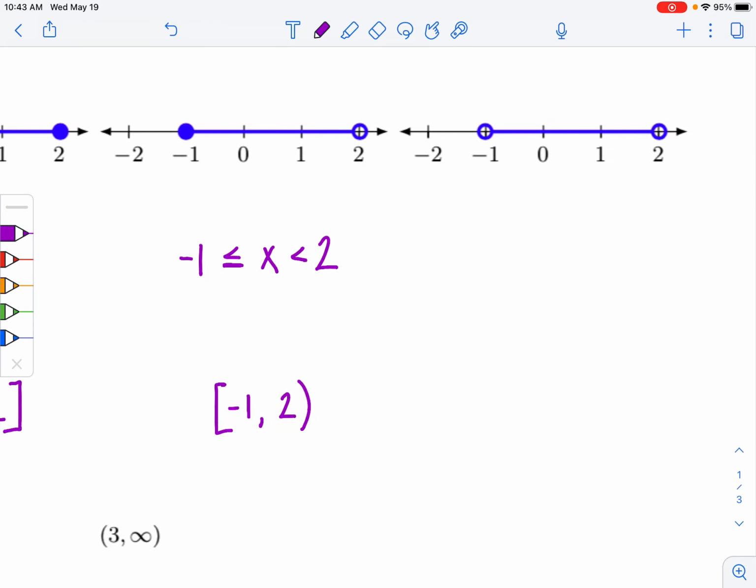You try this last one. Hopefully you got it right. If not, look back at what we just talked about.